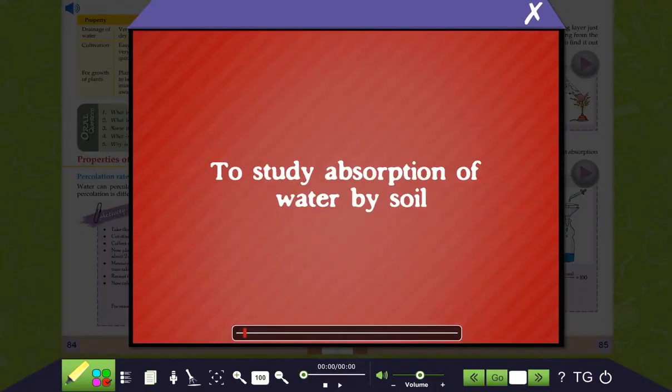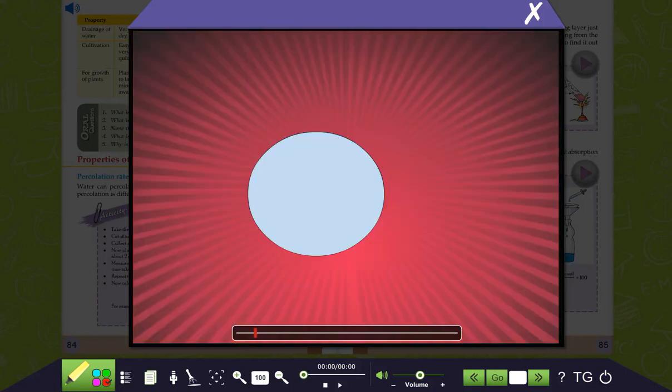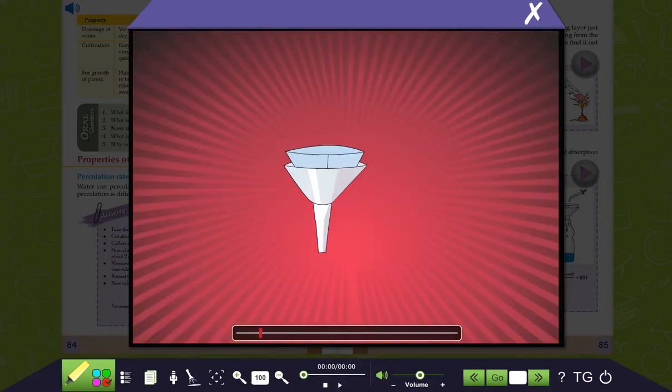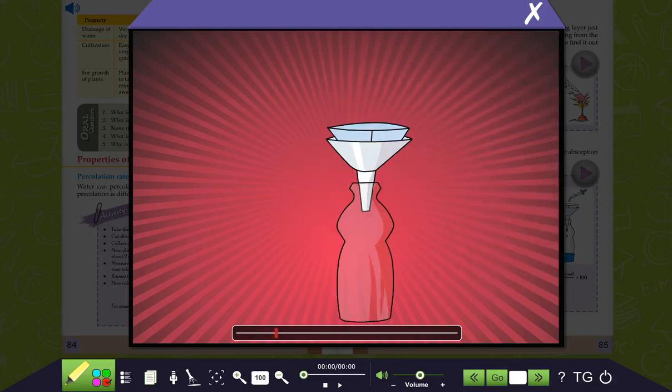Activity 4. To study absorption of water by soil. Take a filter paper, fold it and place it in a plastic funnel. Weigh 50 grams of dry powdered soil and put it in the funnel.